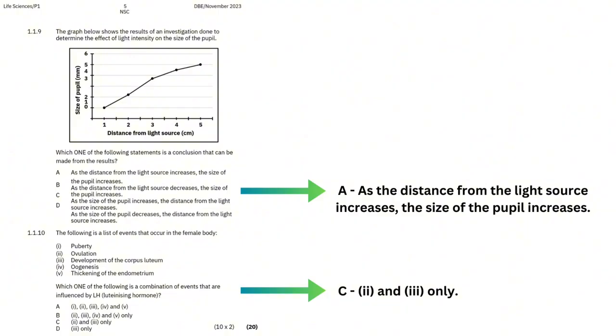1.1.10. The following is a list of events that occur in the female body. 1, puberty. 2, ovulation. 3, development of the corpus luteum. 4, oogenesis. And 5, thickening of the endometrium. Which one of the following is a combination of events that are influenced by LH, which is luteinizing hormone? The answer for that is C, point 2 and 3 only.